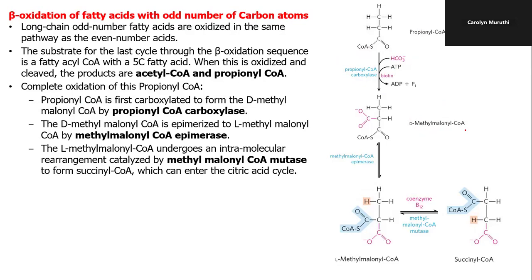The D-methylmalonyl-CoA formed is then epimerized to form L-methylmalonyl-CoA. This reversible reaction is catalyzed by methylmalonyl-CoA epimerase. Finally, the L-methylmalonyl-CoA can then be converted to succinyl-CoA through the activity of methylmalonyl-CoA mutase, which requires coenzyme B12 as a cofactor. And so the succinyl-CoA formed can then enter the citric acid cycle, or the Krebs cycle.